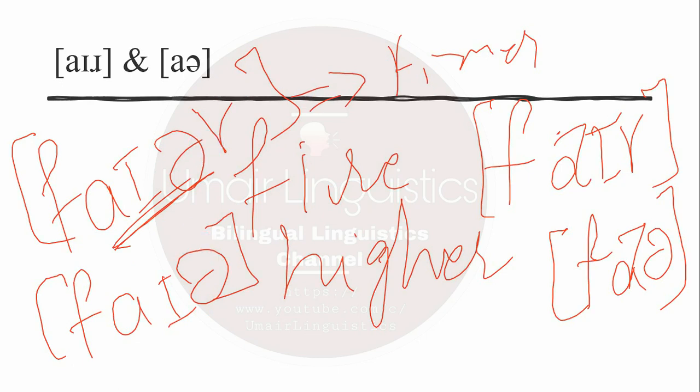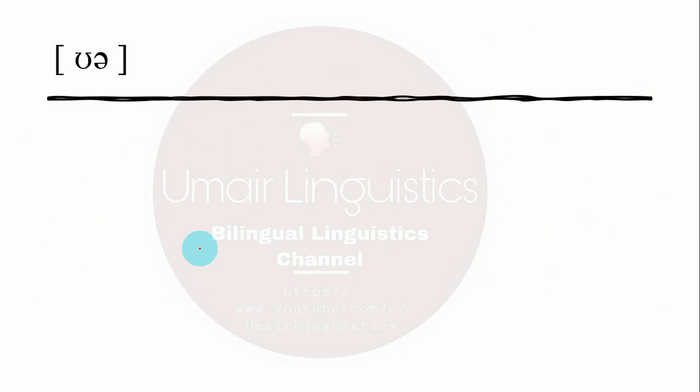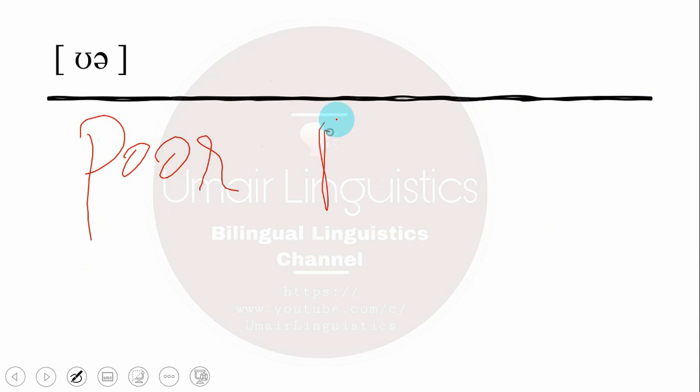Secondly, we have another diphthong which is used exclusively in British English, and even then only some old-fashioned British English speakers use this diphthong, in examples like poor.